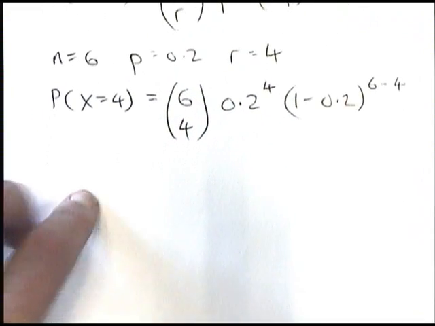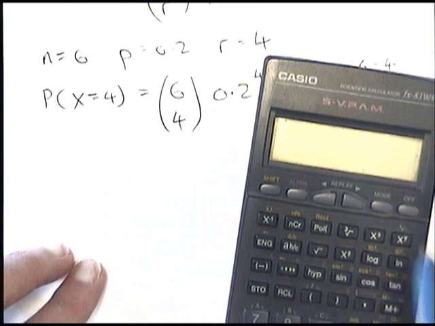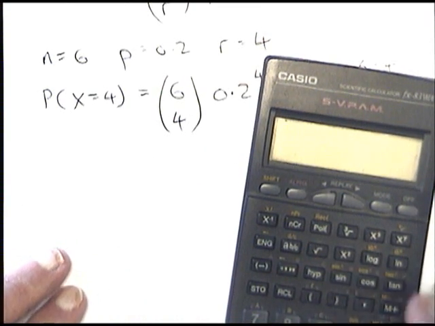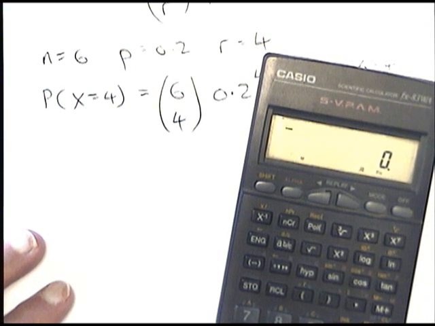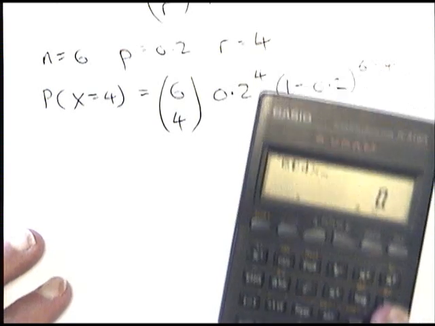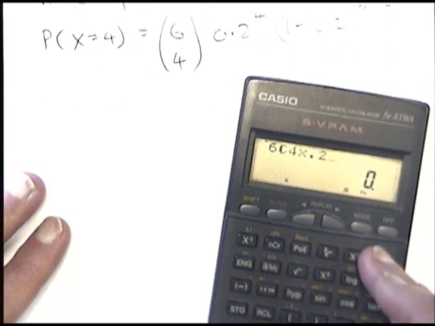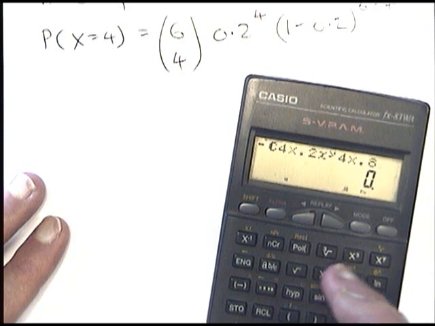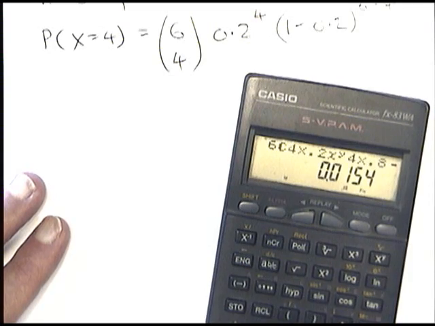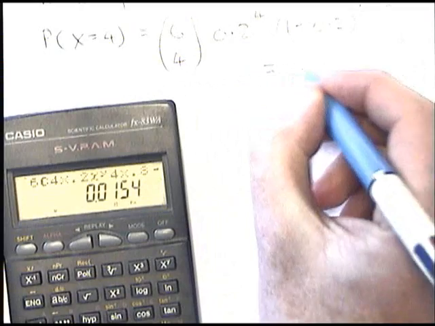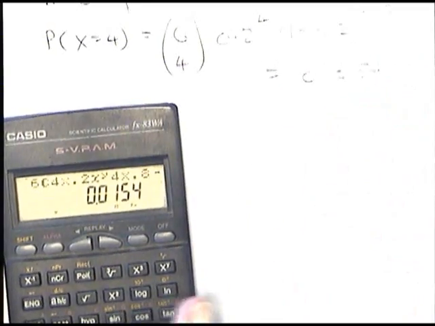Now different calculators do this choose thing different ways, but you're looking for an nCr function. Sometimes it's a button, sometimes it's hidden in your menus somewhere. So I'm going to do here 6 choose 4, multiplied by 0.2 to the power of 4, multiplied by 0.8 squared. And my answer is 0.0154. So I'll write that down here, 0.0154. That's the answer to part 1 of this question.